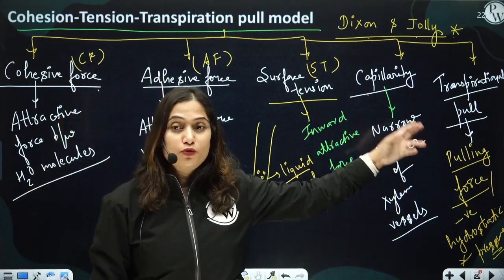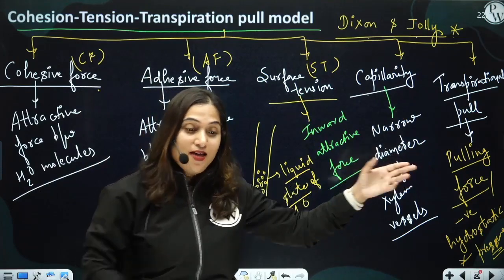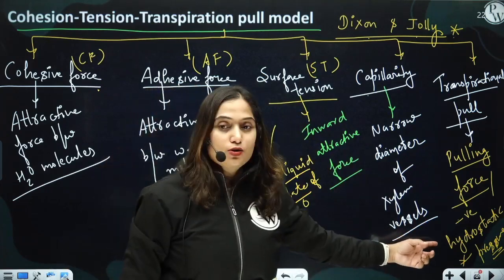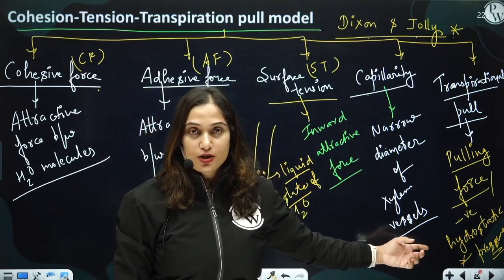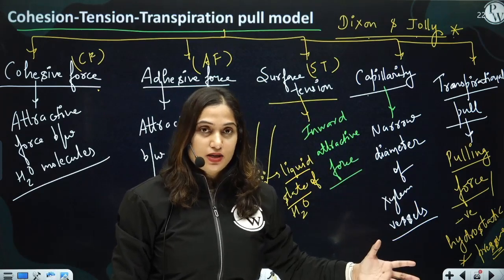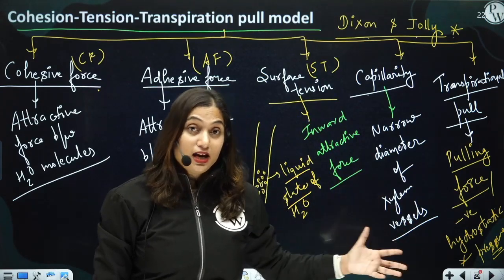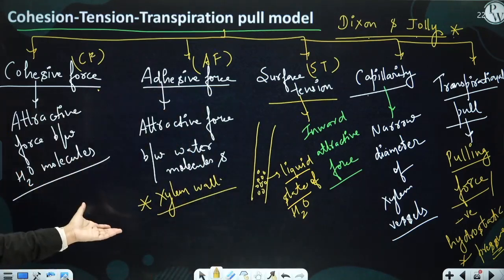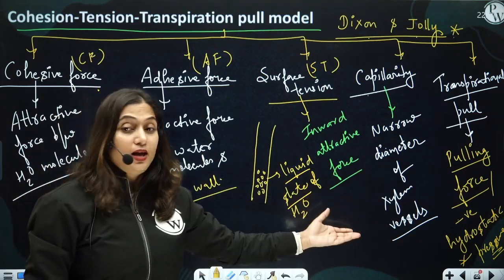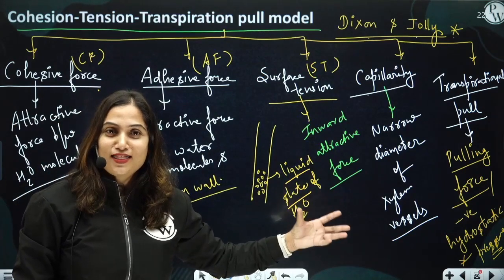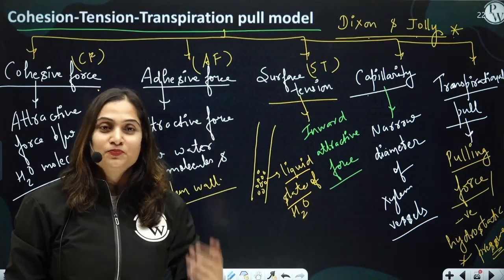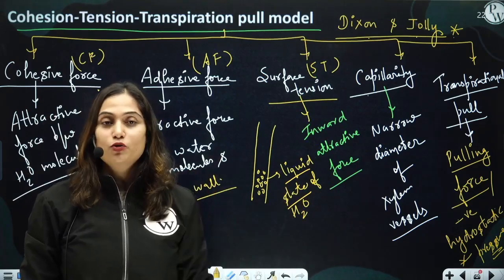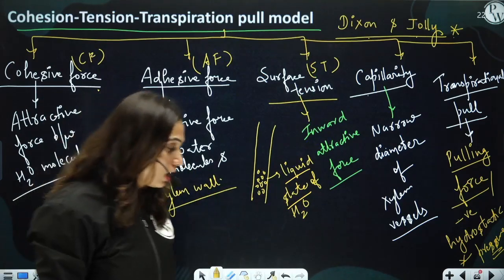And the most important force is the transpirational pull. That is the pulling force, which is also called negative hydrostatic pressure. Root pressure is positive hydrostatic pressure, but transpirational pull is negative hydrostatic pressure. So these forces together, cohesive force, adhesive force, surface tension, capillarity, transpirational pull, all together are helpful in the ascent of sap, the movement of water and minerals against gravity. And here the helping force is root pressure. Okay?